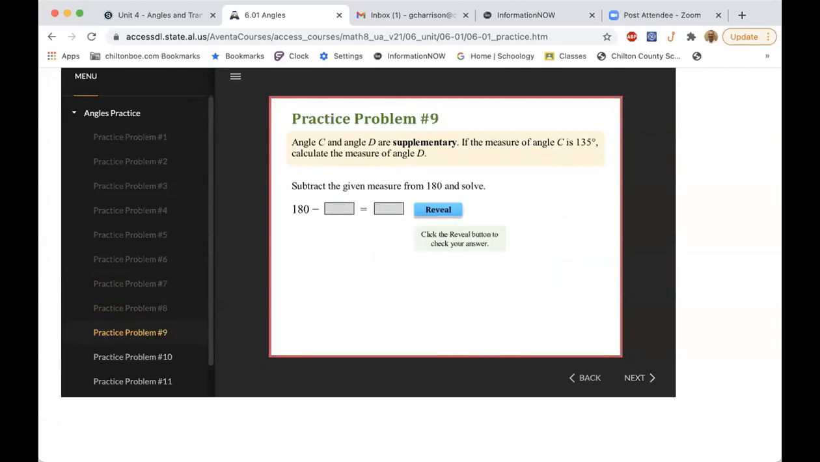Practice problem number 9. Angles C and D are supplementary. That means 180 degrees. If angle C is 135, calculate the measure of angle D. 180 minus 135 is 45. K and L are supplementary. If one of them's 20, what's the other? 180 minus 20 equals 160.